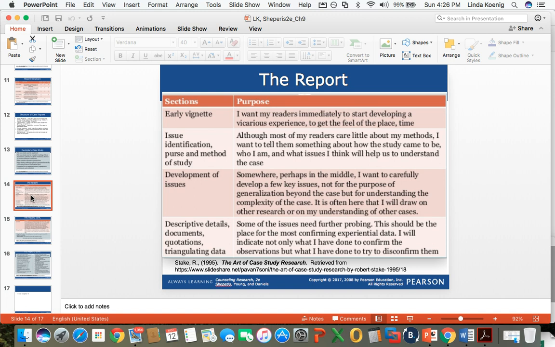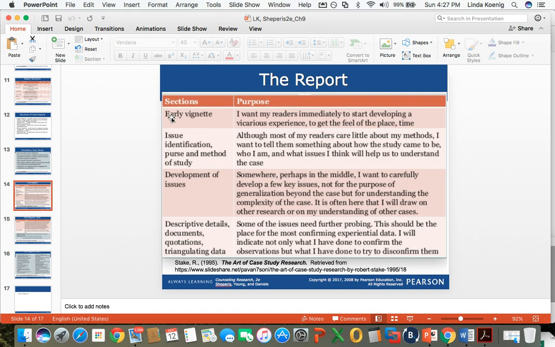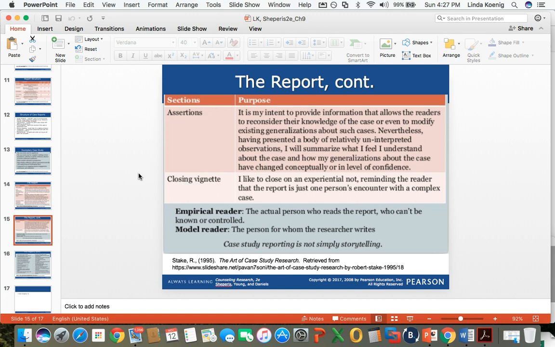Okay, so more on the report. Now notice here that this is not Dr. Yin, this is actually Robert Stake, and this was sort of his idea about what needs to go into a report. So he's saying you can divide it up into sections, and here are the sections that he feels would be the best to communicate a case study report. So here's part of it, and I do believe that it's continued here. So you can see there are actually several sections here. We've got 1, 2, 3, 4, 5, 6 sections to a case study report.